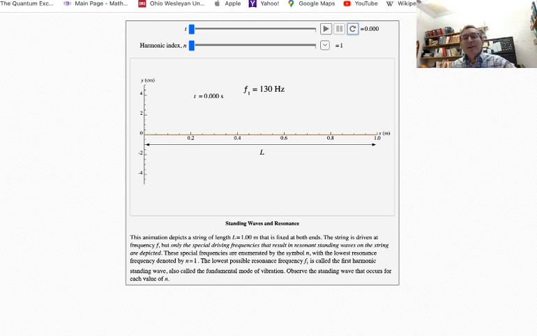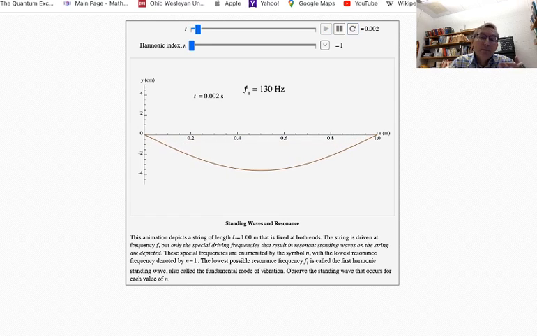It's that brown line along the x-axis on the graph there. And when I run the animation, we're going to drive it at a frequency F1 of 130 Hertz, which for the tension in that string happens to be the first harmonic resonance frequency. But we're going to run this at an exaggerated time scale so that you can see it going up and down. First harmonic resonance.